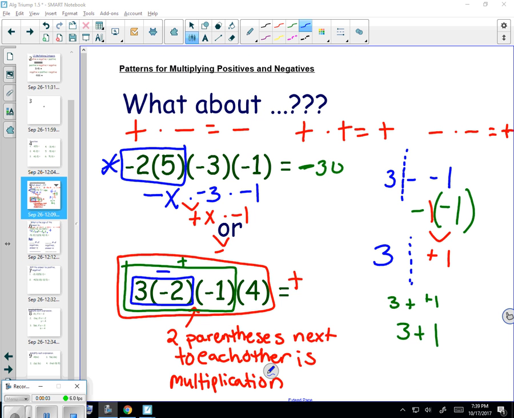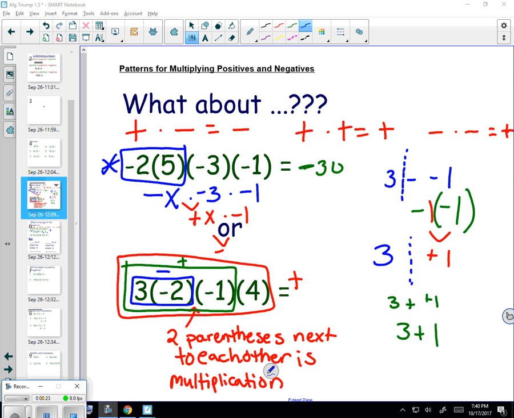Patterns for multiplying positives and negatives advanced. We looked at what happens when we multiply two numbers together. They can end up being positive or negative for their answer. We also looked at what happens when we multiply four numbers together, and we have different patterns of positives and negatives. We're going to make some observations.